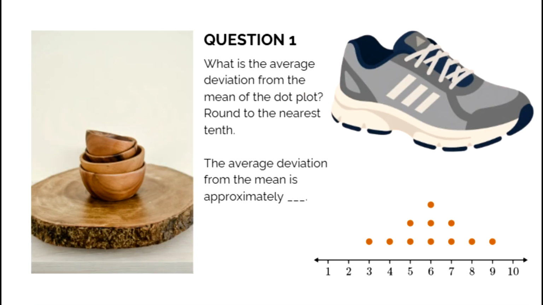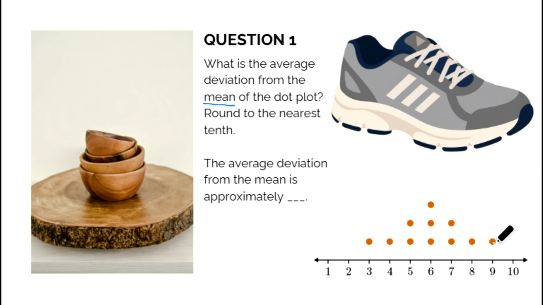Here is question number 1. This is your turn. Okay? What is the average deviation from the mean of the dot plot, rounded to the nearest tenth? Okay? So you can pause the video, figure it out, come back. Our first step is to find the mean. So we have 1, 2, 3, 4, 5, 6, 7, 8, 9, 10, 11 points.